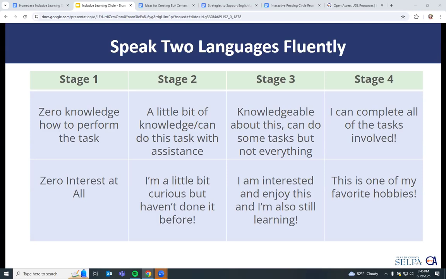Stage 2 skills, stage 3 interest. Yep, I think I'm with you on that one. Interest 4 and 4, nice. 3 both. Yeah, Duolingo. Yep. 1 and 4, 4 and 3, 2 and 4. Knowledge 2 and interest 3. Knowledge 3, interest 4. Nice.